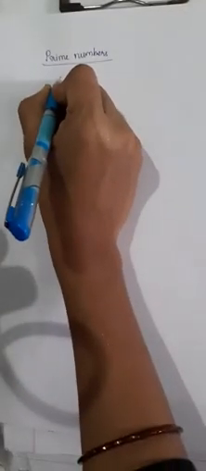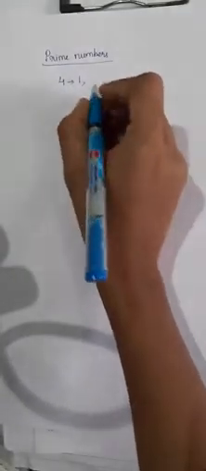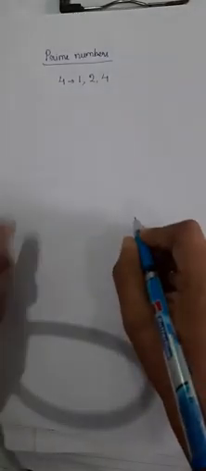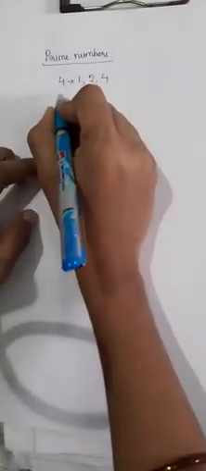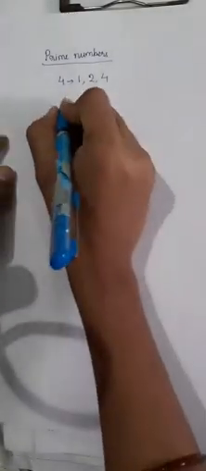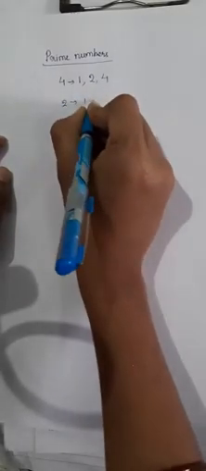Numbers that have exactly two factors. You already studied factors. Factors means the numbers that exactly divide the given number. Suppose 4 is there. 1 divides 4 exactly, then 2 divides 4 exactly and 4 divides 4 exactly. And one more set of numbers is there which has exactly two factors, like 2. The number 2 is divisible by 1 and 2.